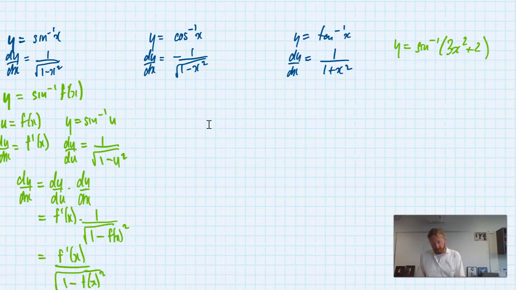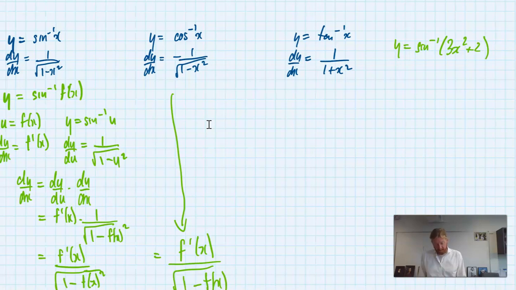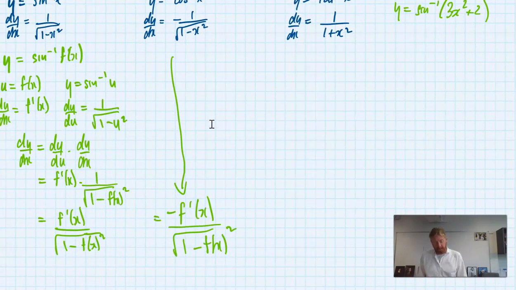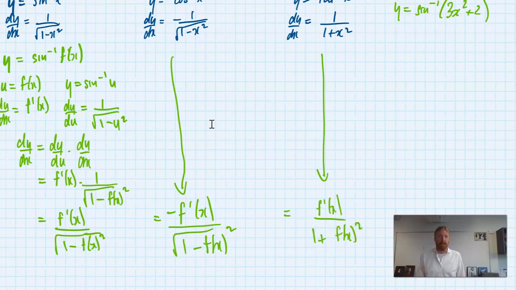Cosine, I'll just come straight down, equals the exact same procedure. Okay, run through it if you want. On 1 minus f of x squared, but it's a minus. Tan goes to f dash x on 1 plus f of x squared. So what would my friend up here go to?